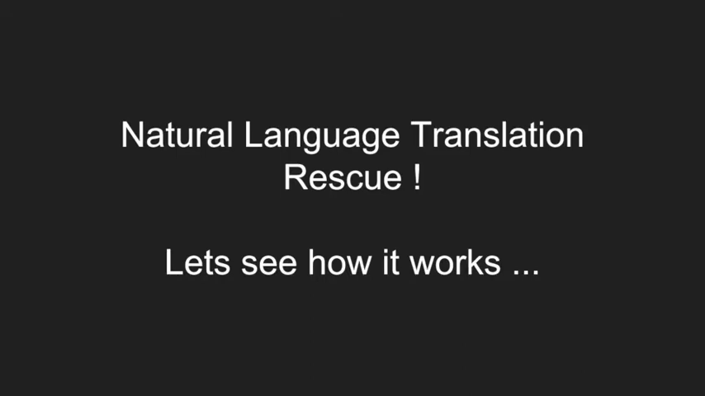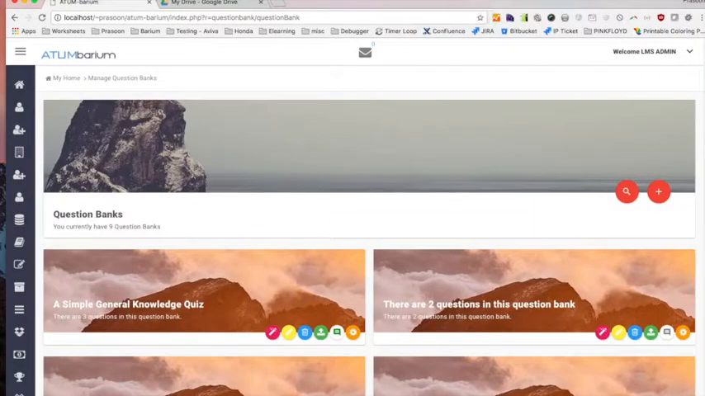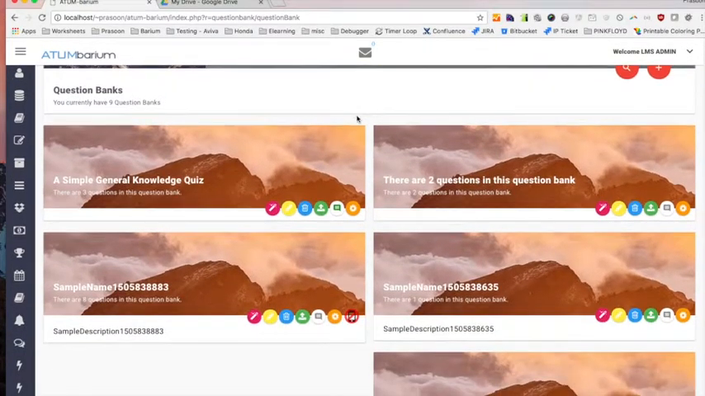Well, of course, there's a smarter way. Therefore, I was talking about it, and that's natural language translation that comes to your rescue. And without much ado, like I promised you, Power Up is about showing things and not just telling. So we're going to see how this really works. All right, so now let's look at our question banks. Now, imagine you have this question bank, and it's got three questions in it.